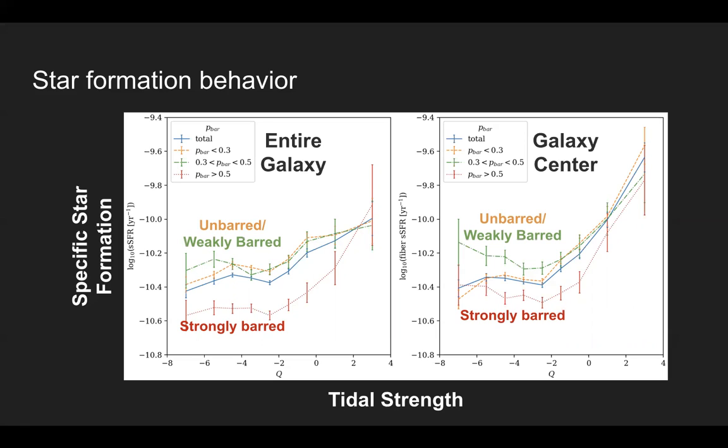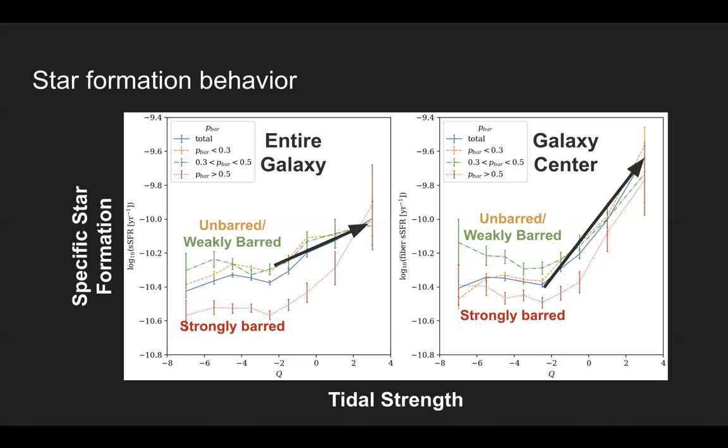Well, in these unbarred or weakly barred galaxies, we see an enhancement in star formation when you move to high Q for star formation in the entire galaxy. And we see a similar behavior when you're looking at star formation in the center of galaxies. Now let's trace this behavior for our barred galaxies.